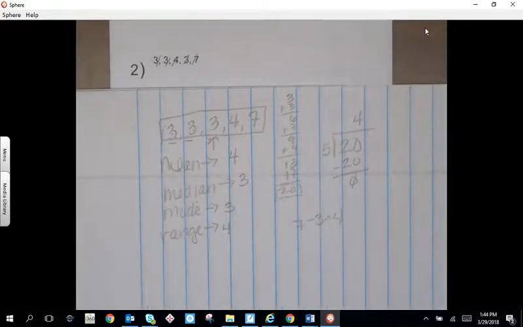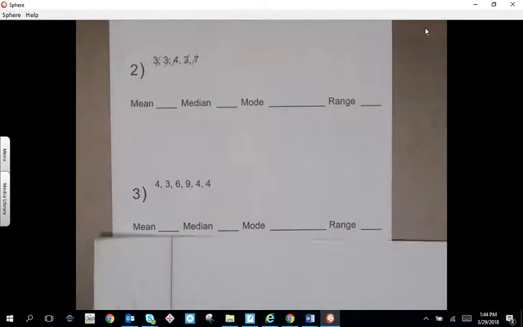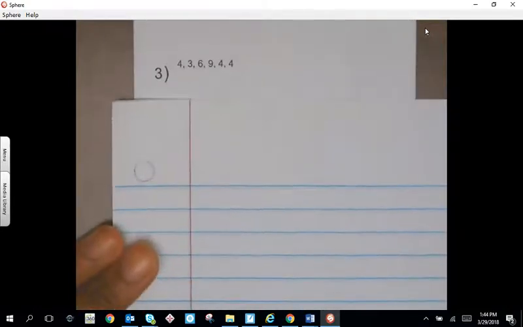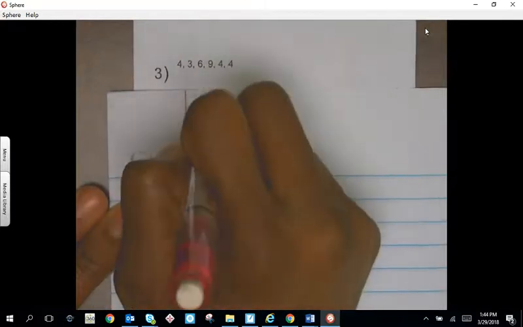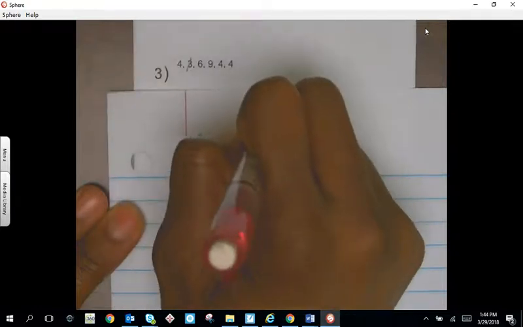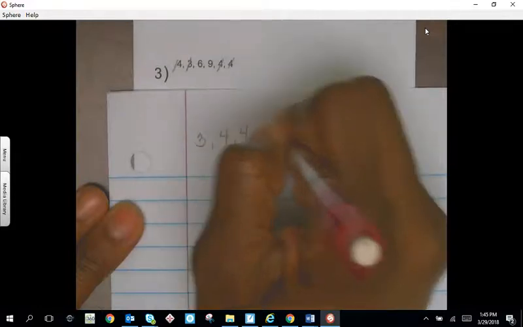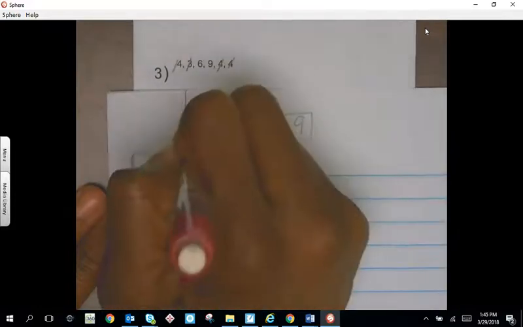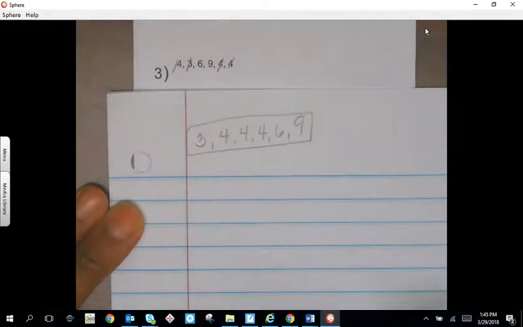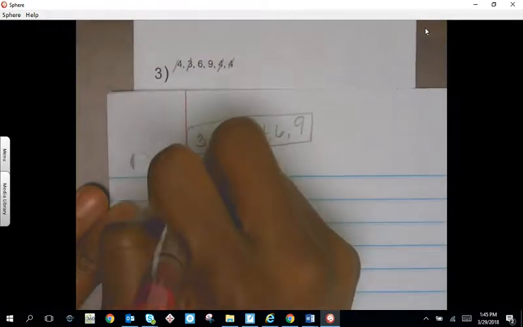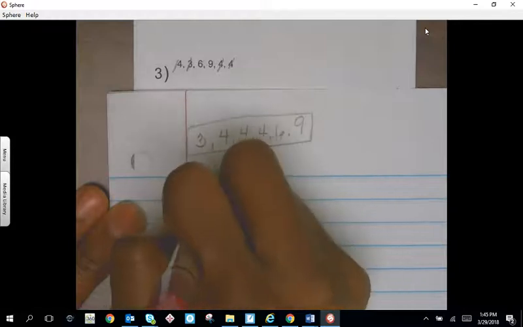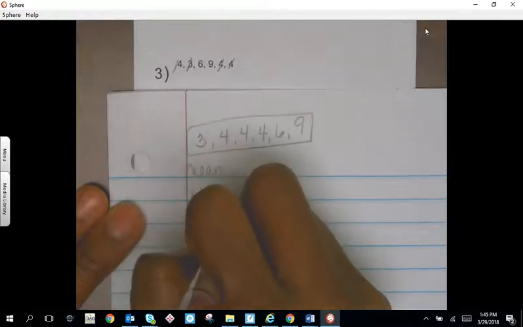All right. One more for me. Number 3. So first thing, I want to put my numbers in order from least to greatest. I have a 3, 1, 2, 3 fours. I apologize. 2, 3, a 6, and a 9. 1, 2, 3, 4, 5, 6. All right. So mean, median, mode, and range.